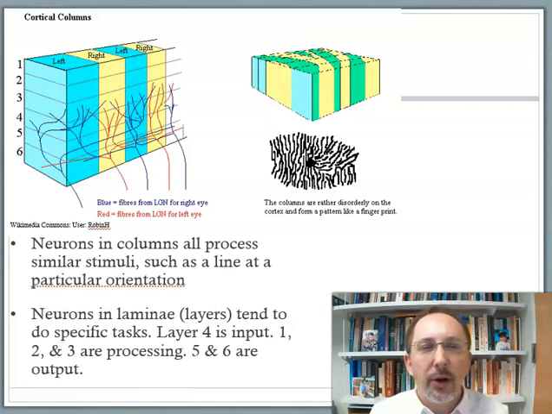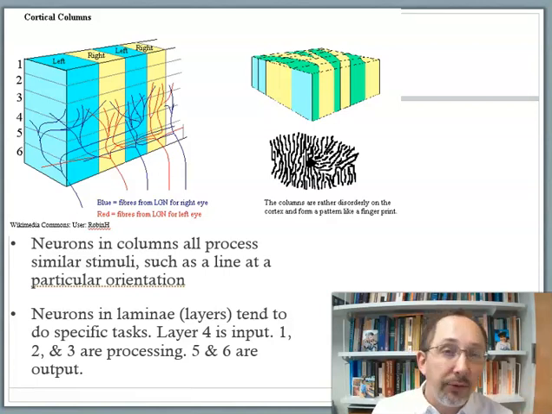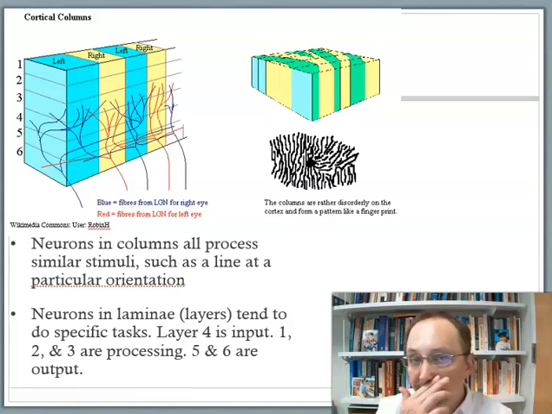These images here are more kind of like generalities. The idea is, in the 4th layer is your inputs from elsewhere. So you've got neurons, axons ending here, coming from all over the brain for processing. Your levels 1, 2, and 3 are higher levels of processing, and then 5 and 6 are outputs in connections with other areas.